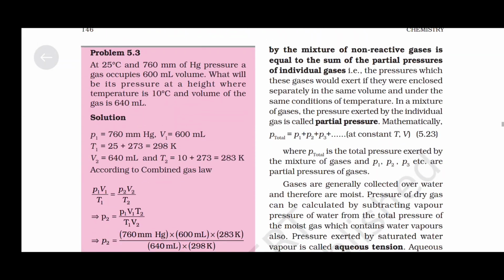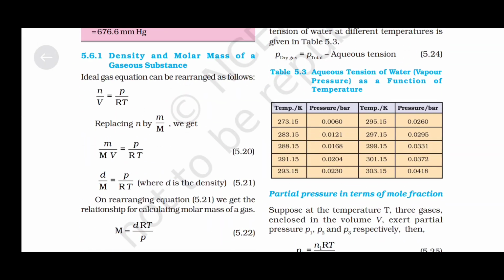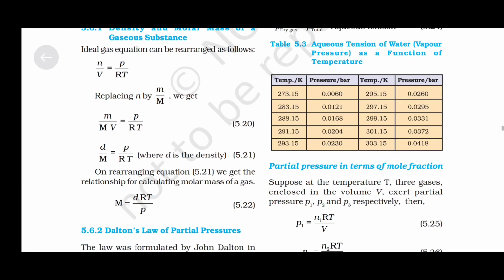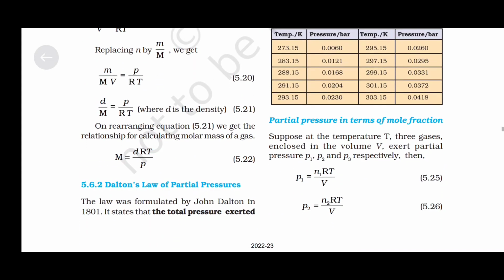Okay, density and molar mass of a gaseous substance. If you want to calculate density, the equation is given directly here. On rearranging the equation we get the relationship for calculating molar mass of a gas. So molar mass M is equal to d into R into T upon P. You should know this final equation. To calculate molar mass, what do you need to know? Density, gas constant, temperature and pressure, that's it.